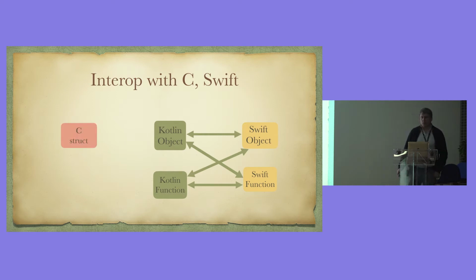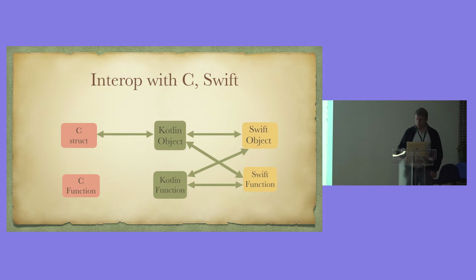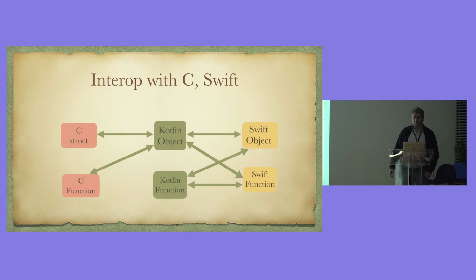The same holds with C. Although C is not an object-oriented language, it still has structs, which are essentially a predefined memory layout, and it has the notion of functions. So we must be able to refer to C structs, instantiate C structs, and use fields in C structs. Do the same with C functions: invoke C functions, refer to a C function as a function reference in Kotlin terminology, and do that in the opposite direction, invoking C functions from Kotlin and Kotlin functions from C. So this interoperability story in Kotlin is very rich, and we have to support multiple scenarios.